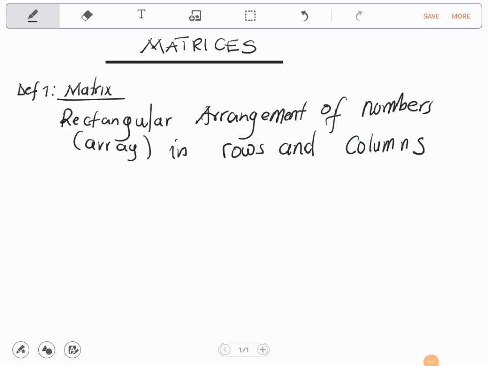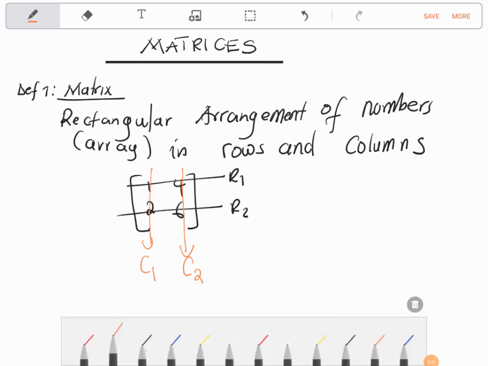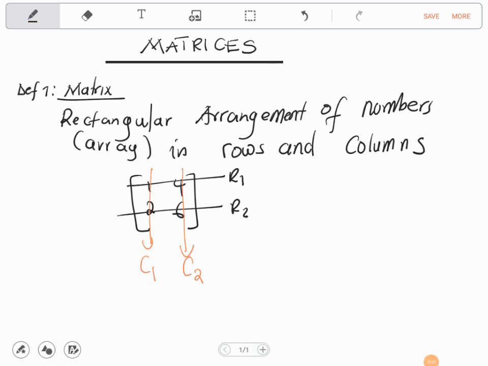For example, you can have 1, 2, 4, 6. This is a matrix. It has got rows, row number 1, row number 2, and it has got column number 1 and column number 2. That's what a matrix is. Now that you know a definition of a matrix, we can move to something else.